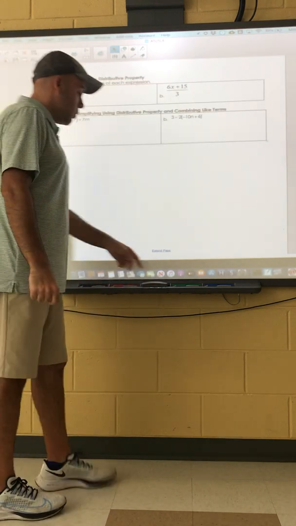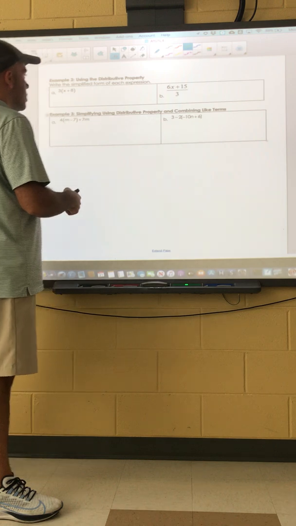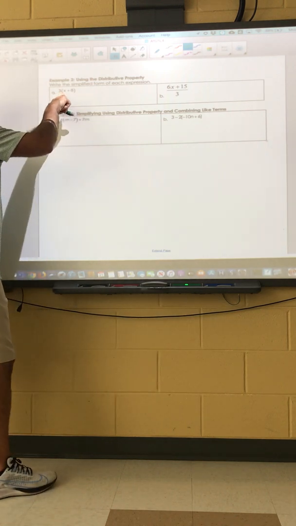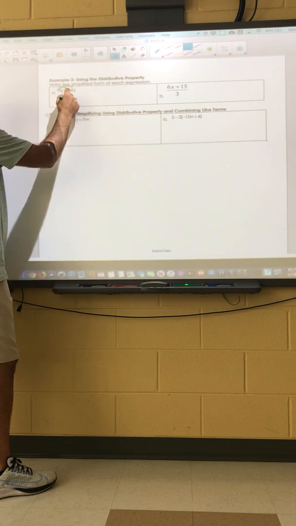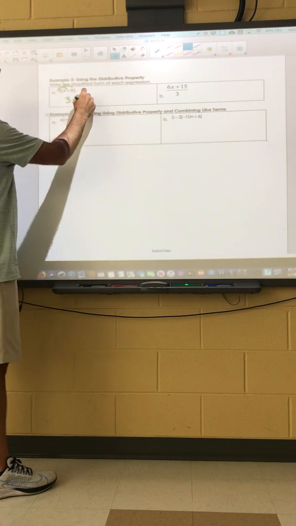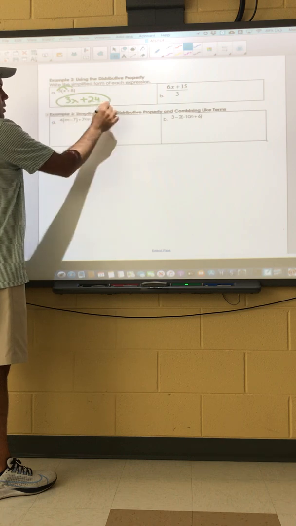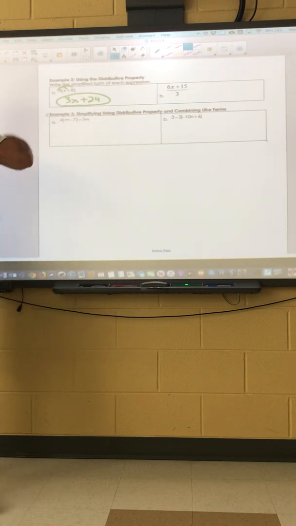Okay, so now going from here, let's just show that we know how to do distributive properties. So here I see a 3, parentheses, the x plus 8, so I'm going to multiply that in. So 3 times x, 3x. 3 times 8, 24. So that's what we're looking for there, okay? So again, multiplying that in.